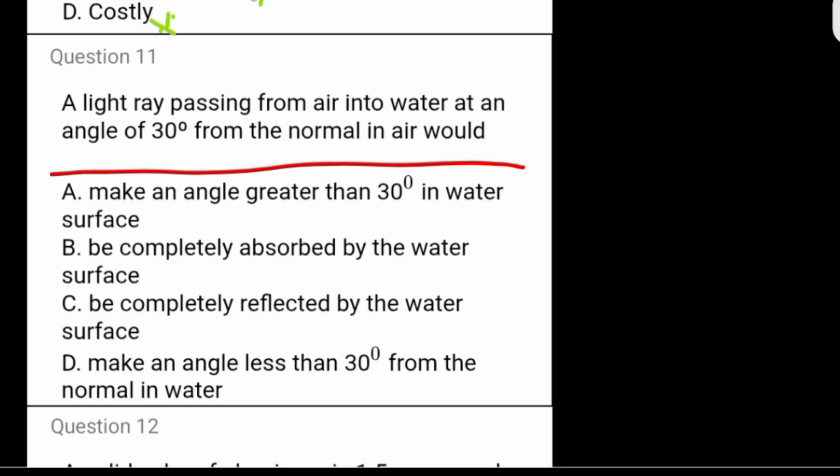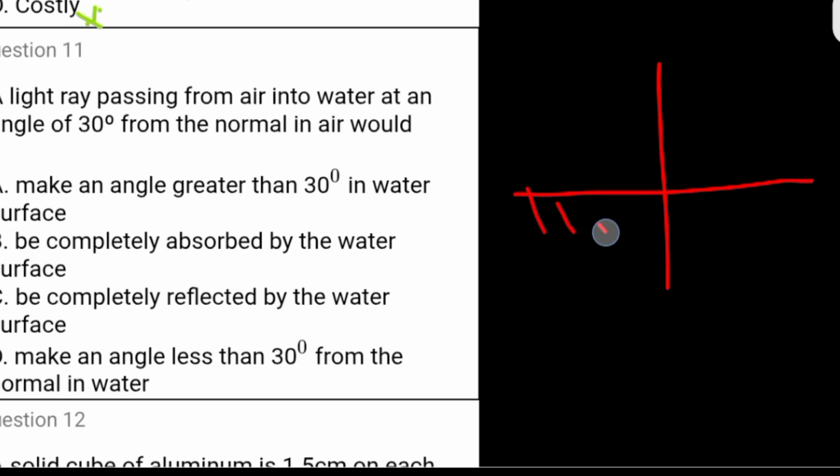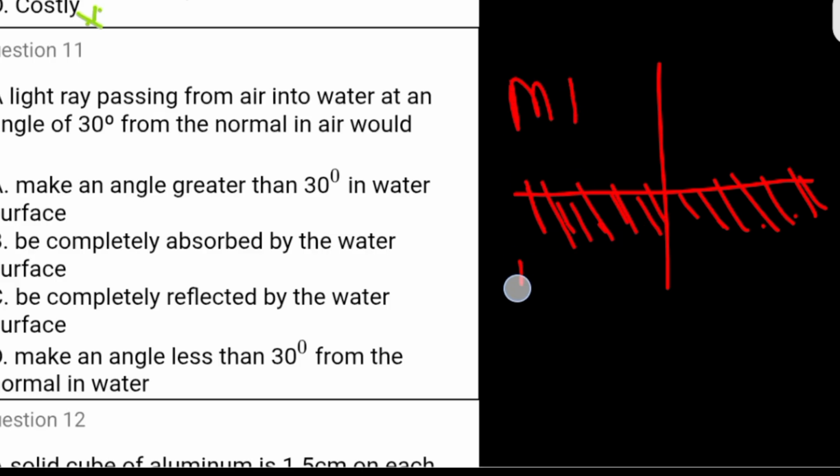So the next one, a light ray passing from air into water at an angle of 30 degrees from the normal would do what? What will happen to that light ray? The first thing you need to understand is, when light travels from one medium into another medium, it experiences what is called refraction. So this is like the barrier. So this is medium 1, and this is medium 2. So it depends on the kind of medium you have.